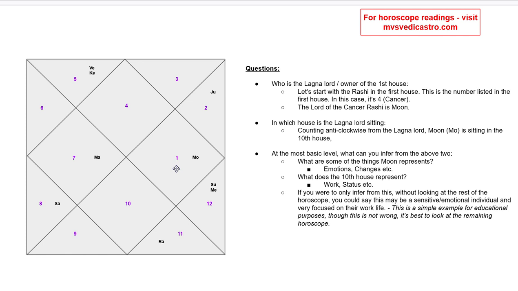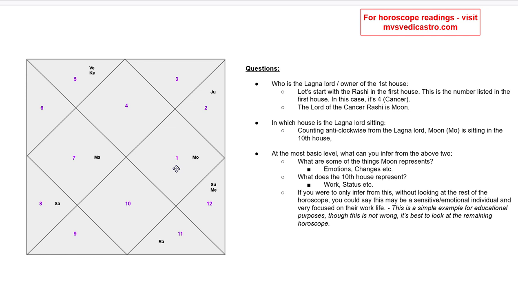Assuming that we had nothing else to go off on, and that was the only information we had, what could we infer from that information? What are some of the things that Moon represents? Some of those include emotions and changes. What are some of the things the 10th house represents? Work and status.